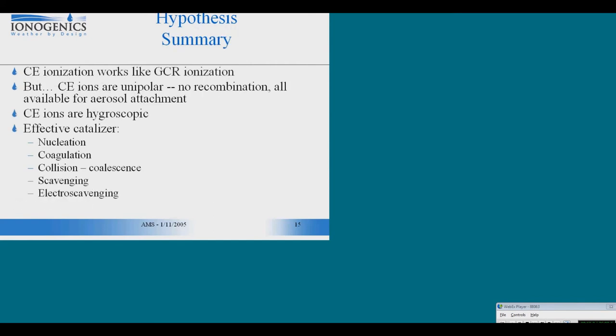So, in a nutshell, the hypothesis is corona effect ions work just like cosmic ray ions, but they're unipolar, so they're not lost through recombination. They're hygroscopic, and they're effective catalyzers in all of the processes of the aerosol.